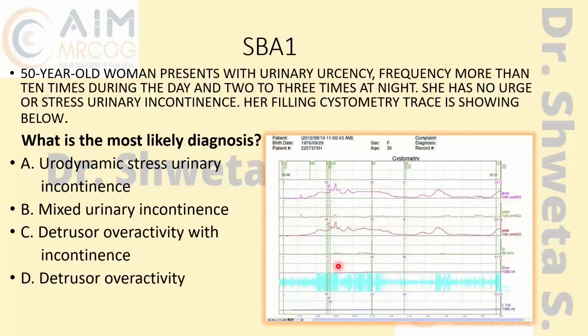So this is detrusor overactivity with incontinence. Very good. How clear it is now? First you have to see the P det. If there is P det, automatically your all stress mixed is out. Now you have to see the overactivity.